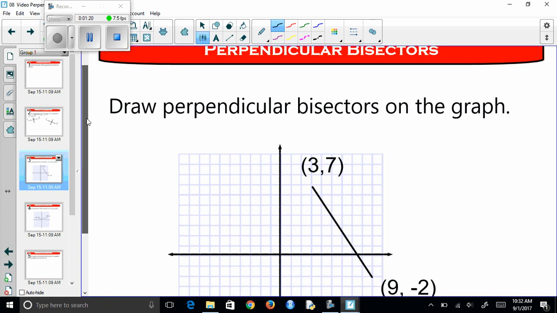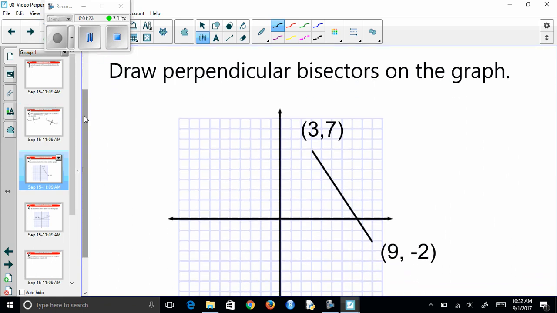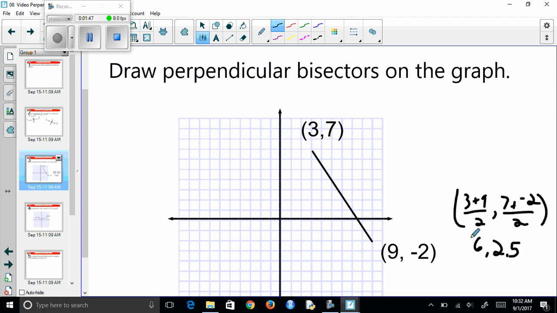Alright, so now let's draw a perpendicular bisector on a graph. Well, we can be a little bit more specific because we have numbers. The point exactly in the middle we could figure out by finding the midpoint. 3 plus 9 is 12, divide by 2, and that gets us to 6. And to find the y-coordinate, we have 7 plus negative 2 divided by 2. That's 5 over 2, which is 2.5. So let's plot that point. 1, 2, 3, 4, 5, 6, up 2.5. And now I have the midpoint.